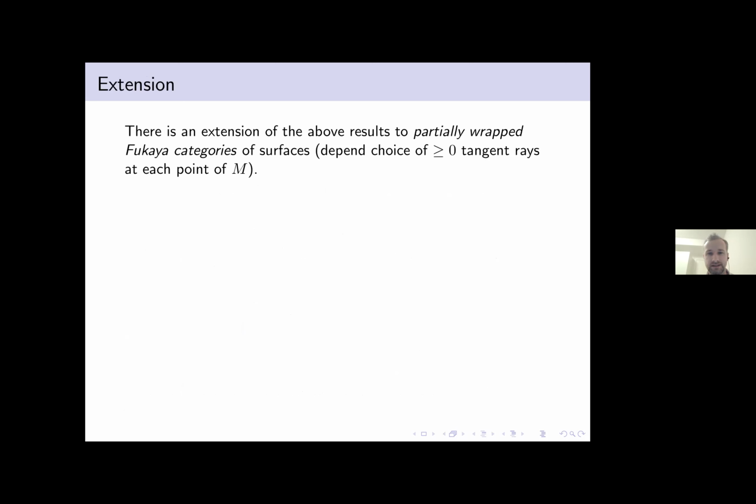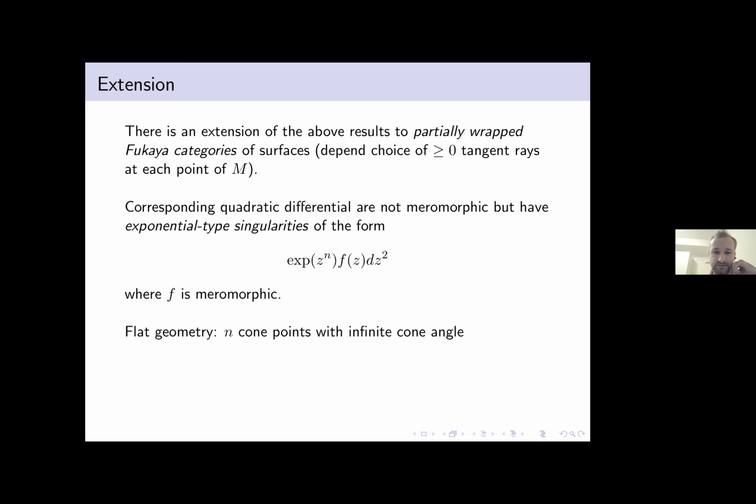And as I mentioned, these partially wrapped categories have a bit of an extension which I haven't talked about so far. I'll dedicate one slide to it. Instead of looking at the wrapped Fukaya category, you can look at the so-called partially wrapped Fukaya category. These also depend on the same old package of data, but at some of the marked points you also choose some number of tangent rays, and then your Lagrangians need to enter in the direction of these tangent rays.